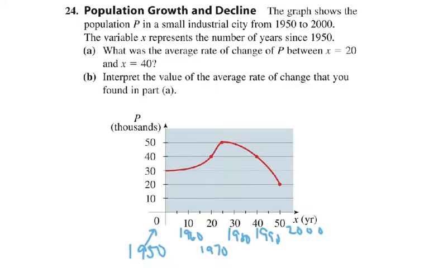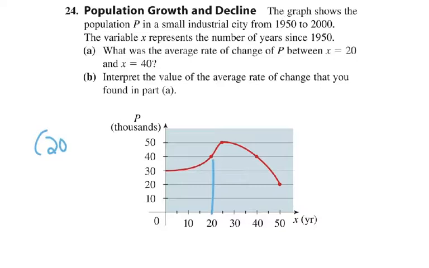Notice the y-axis is the population in thousands. So the population of this city is not 50, it's 50,000. All right, so we want to find in part A what the average rate of change is between x is 20 and x is 40. So when x is 20, here's my point. The ordered pair is 20, 40. And when x is 40, I go up to the point, here it is. It's the ordered pair 40, 40.